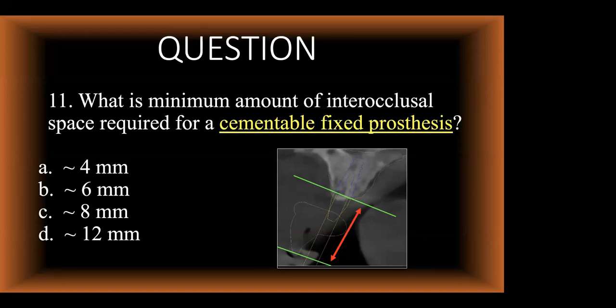Next question. What is the minimum amount of interocclusal space required for a cementable fixed prosthesis? Now, how do I define interocclusal space? From the bone level, which would be the top of the implant, to the incisal edge of the prosthesis. Is it approximately minimum 4 millimeters, 6, 8, or 12 for a cementable fixed prosthesis? Robert? Please pick A, B, C, or D.